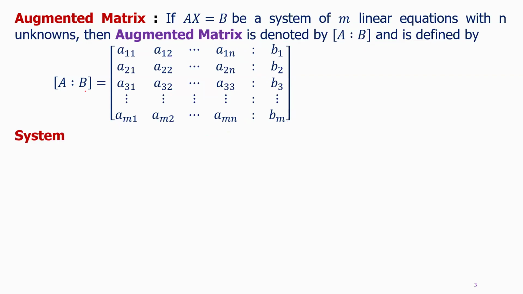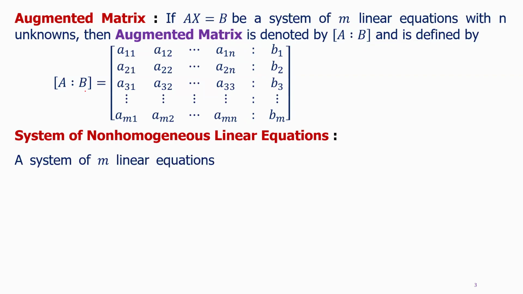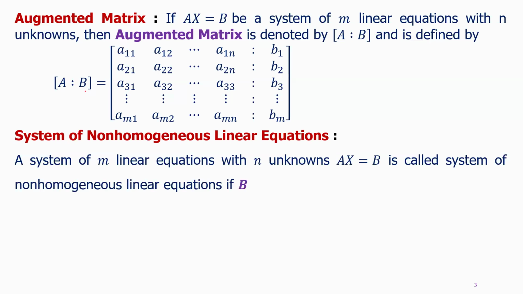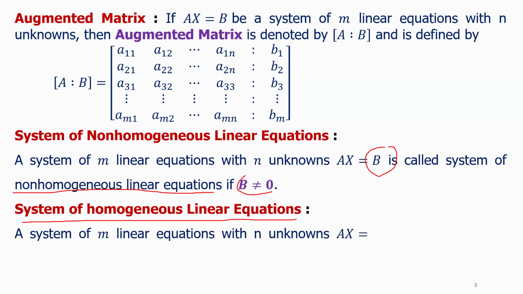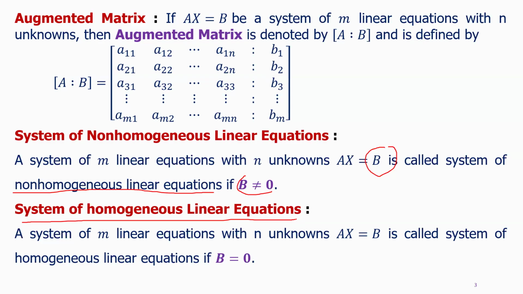Now, the second thing is the system of non-homogeneous linear equations. A system of m linear equations with n unknowns Ax = B is called a system of non-homogeneous linear equations if B is not equal to 0. If this constant matrix B is not 0, then the system is called non-homogeneous. And if this B is 0, then the system is called a system of homogeneous linear equations.